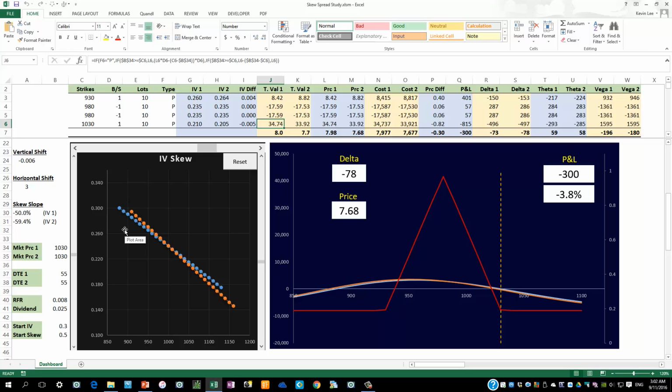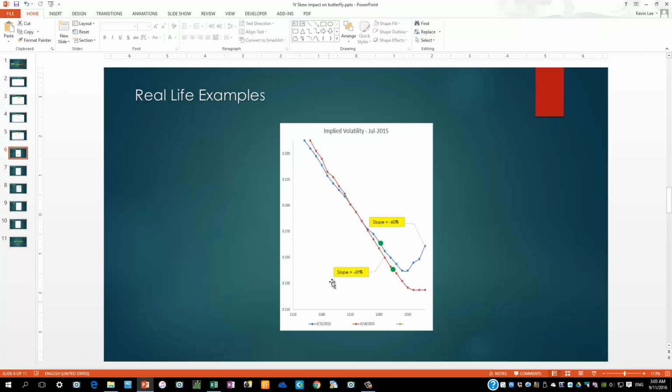Does this happen in real life? Yes, it does. Let me show you an example. This one. This is 15th of June 2015. You can see that the lower strikes experience an increase in volatility, whereas the upper strikes experience a decrease in volatility when RUT moves up from here, this price to this price, and the volatility skew steepens.